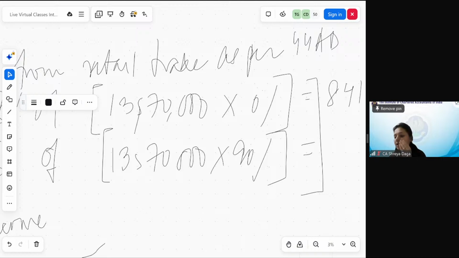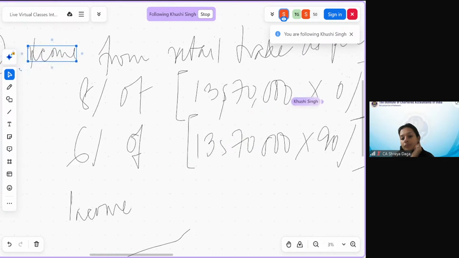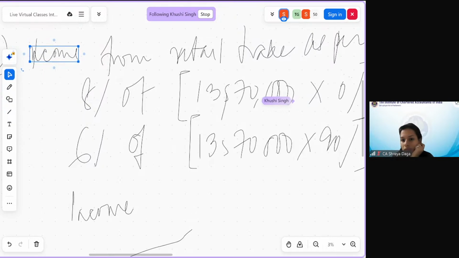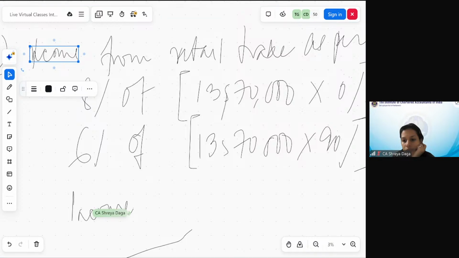Income from retail trade as per 44 AD is 8% of cash turnover and 6% of non-cash turnover. The limit is 10% versus 5%. 10% is more than 5%, so cannot follow 44 AD.